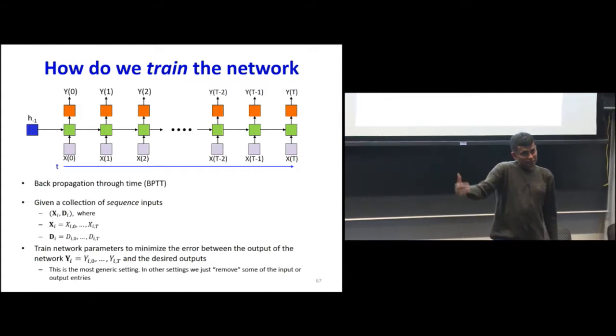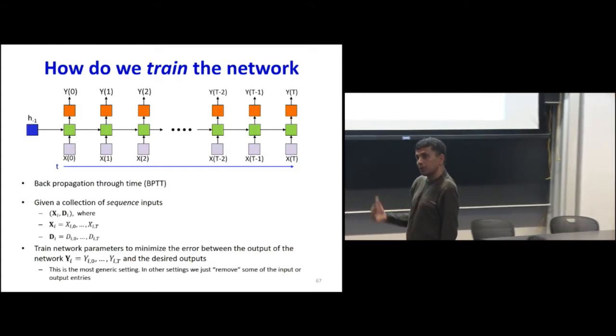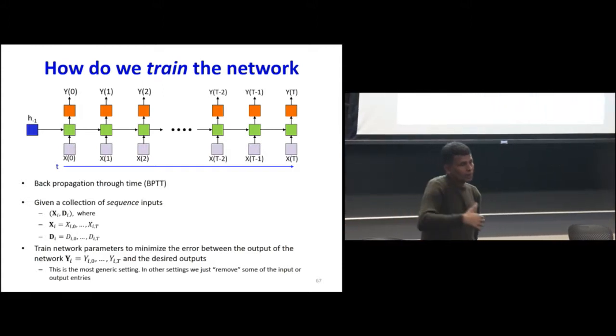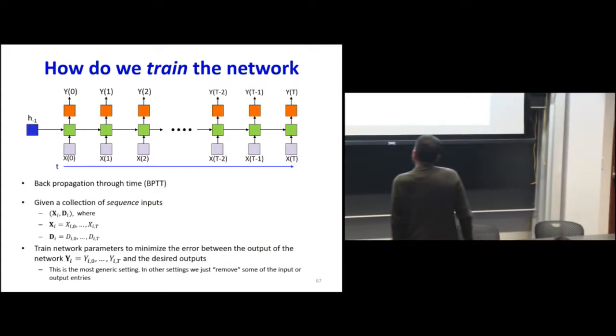If we're computing derivatives, we know that we will be going backwards through the network. If you're going backwards through the network, you're going to go back from the end of time to the beginning of time. So this is called backpropagation through time, BPTT.